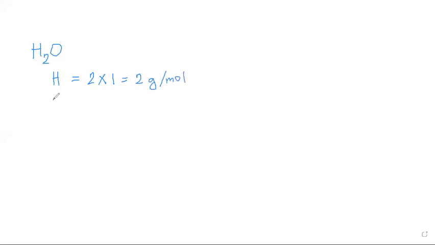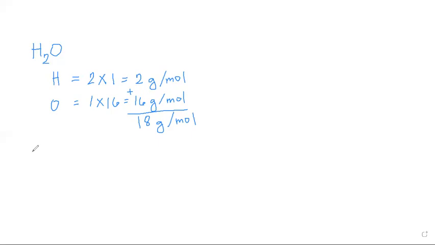And then for oxygen, you have only one atom based on our chemical formula, and the atomic mass of oxygen is 16. So you have 16 grams per mole. Now to get the total mass of the compound, all you need to do is to add these two. So you have 18 grams per mole as the molar mass of our compound.